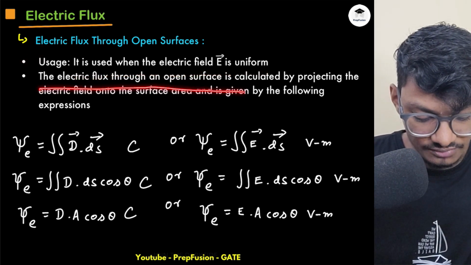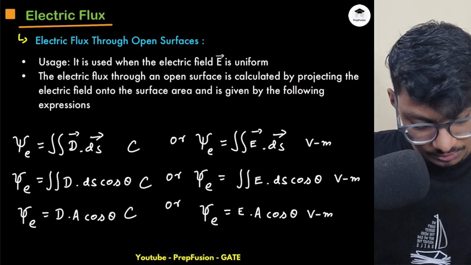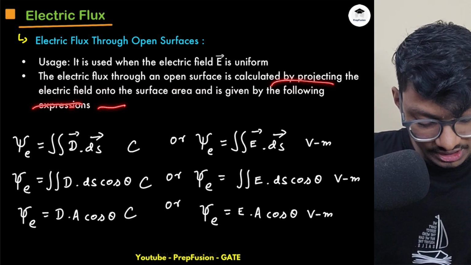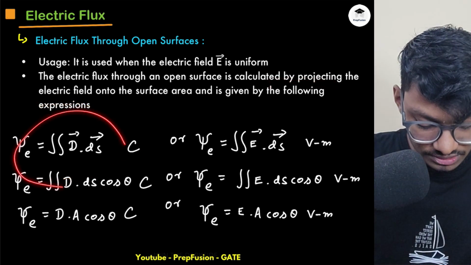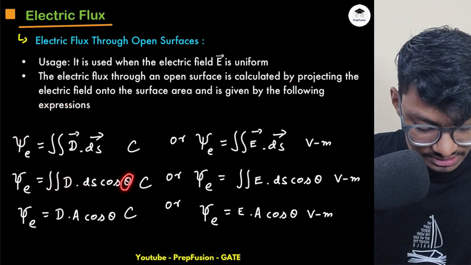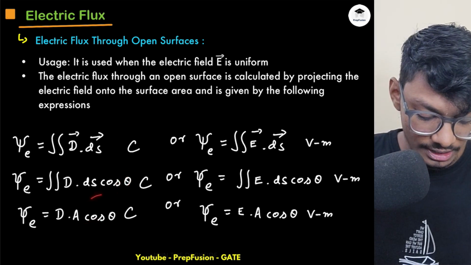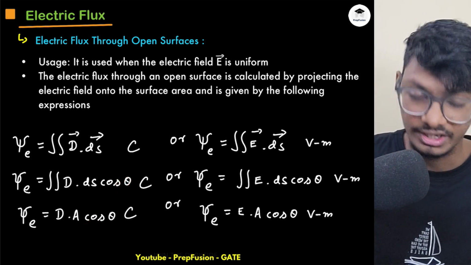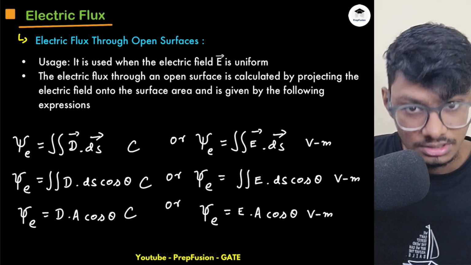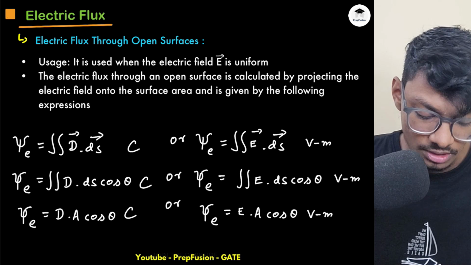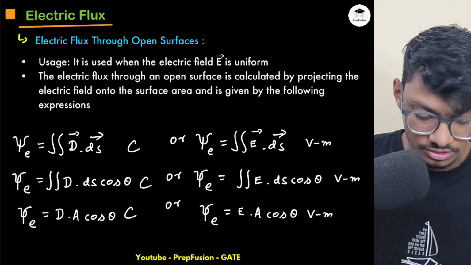Electric flux through an open surface is used when the electric field is uniform. The electric flux through an open surface is calculated using the projected area, by projecting the electric field onto the surface area, and is given by this expression. Why do I do this? Because this makes the theta 0. If I get the projected area and the angle between the field lines and the area surface vector is 0, then this computation becomes simpler. Okay, this becomes very, very simple. So that's why I do this.